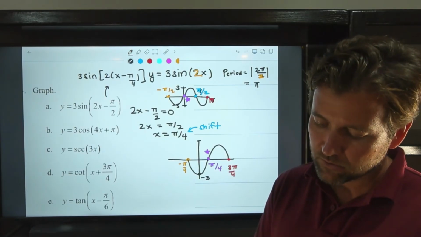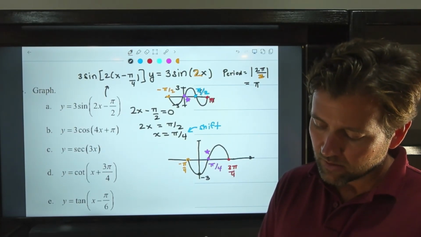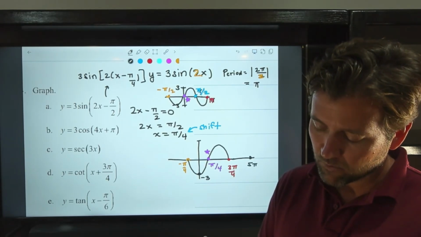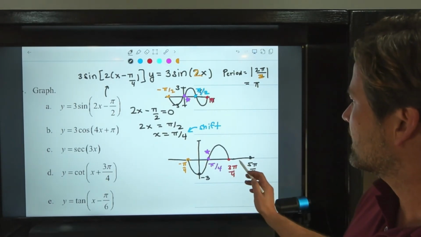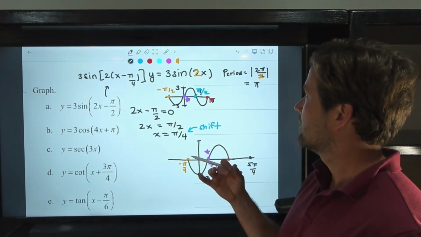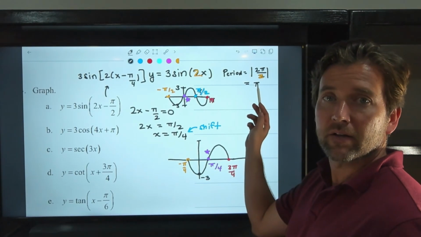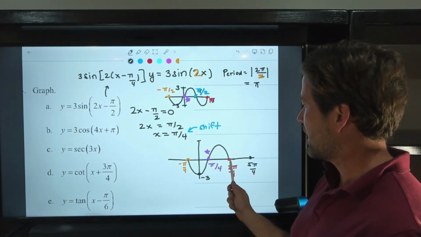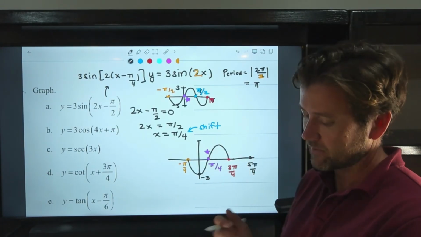If I add 2 pi over 4 again, I get 5 pi over 4. I'm saying add 2 pi over 4, and I hope you know it reduces to pi over 2. And if the period is pi, the x-intercepts should be half a period apart, so pi over 2 apart.